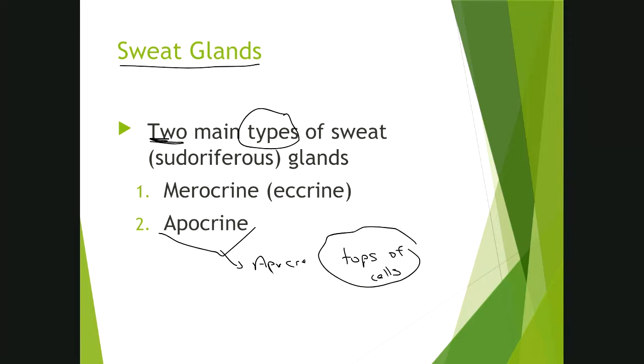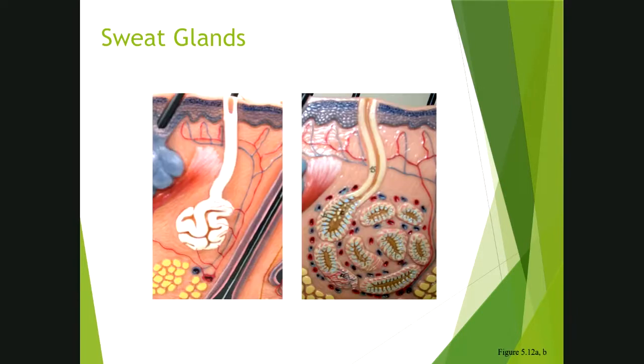But look at this one, merocrine. Merocrine, remember, means no damage, where all we're going to see in this is sweat. There's not going to be any cell pieces at all. And so we're going to wind up with two different types of sweat, just like we have two different types of sweat glands. So let's look at these.